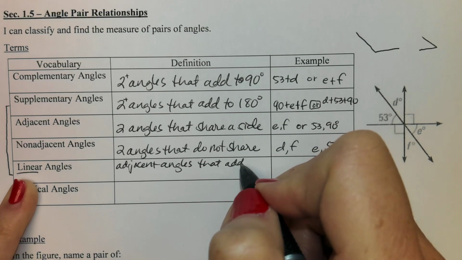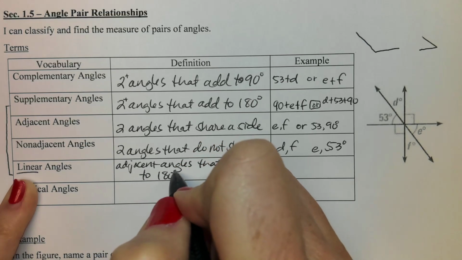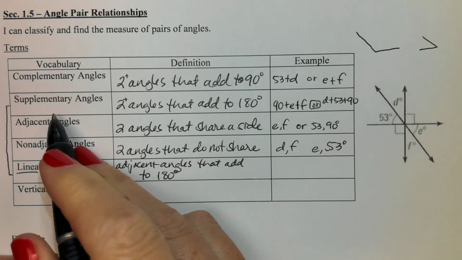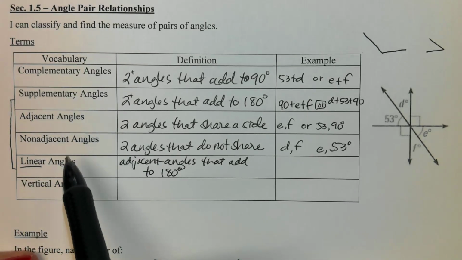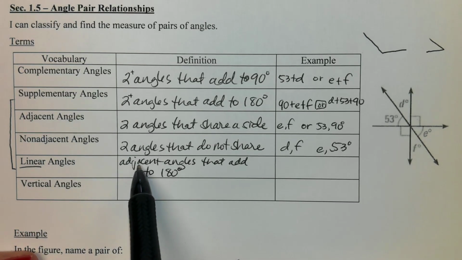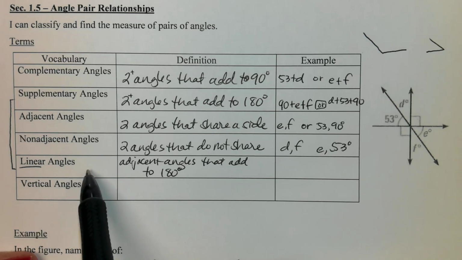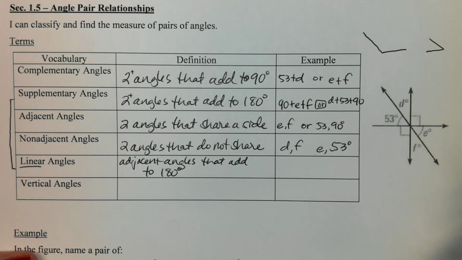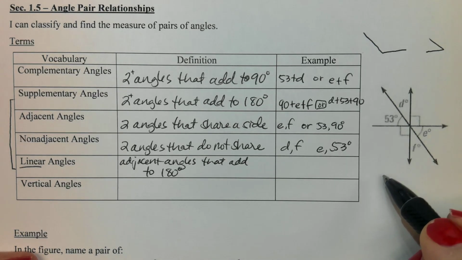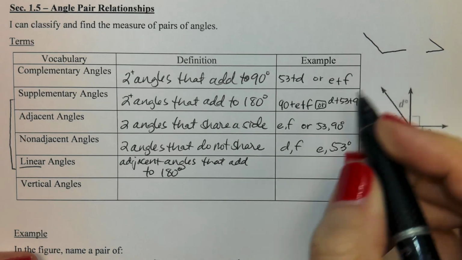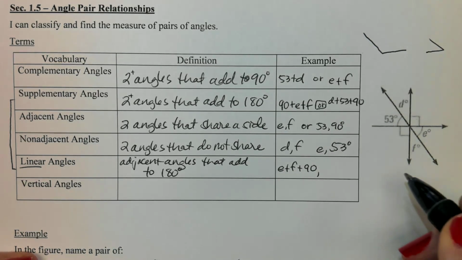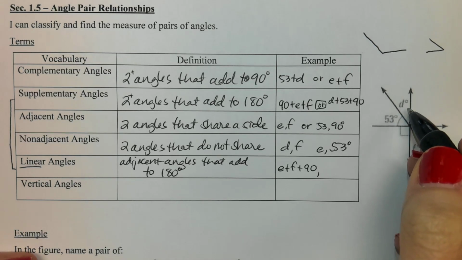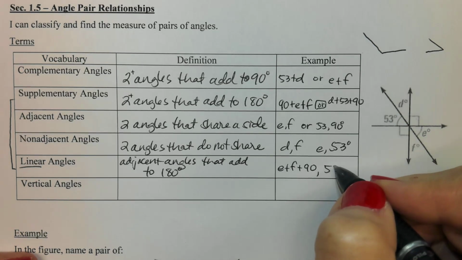So the key here is that they have to be adjacent. Supplementary, they don't have to. They usually are in most of the stuff we do, but they don't have to be. Linear angles, they need to be touching, they need to be adjacent, and they need to make a straight line, so that's 180. So linear angles would be like E, F, and 90. Or you could do 53, D, and 90.